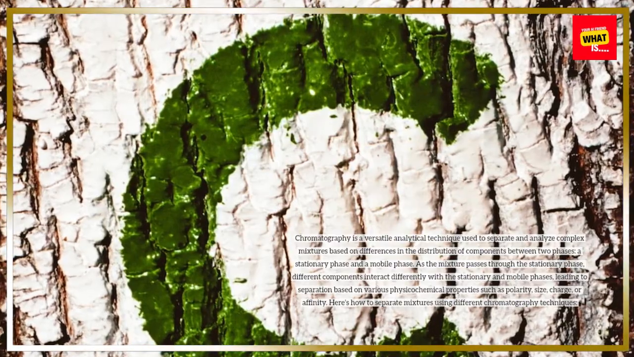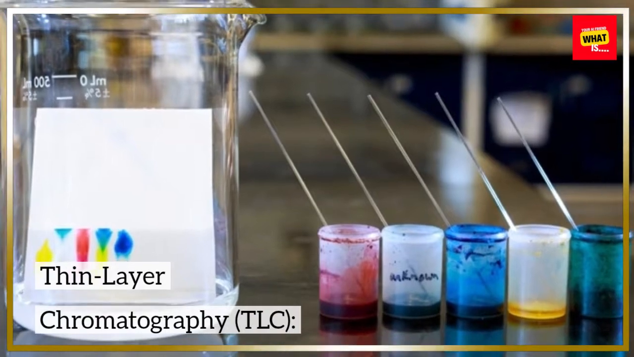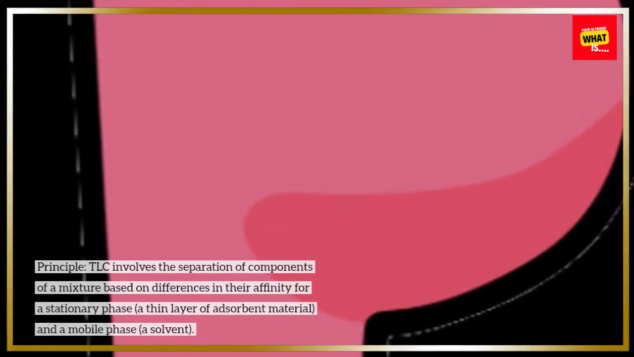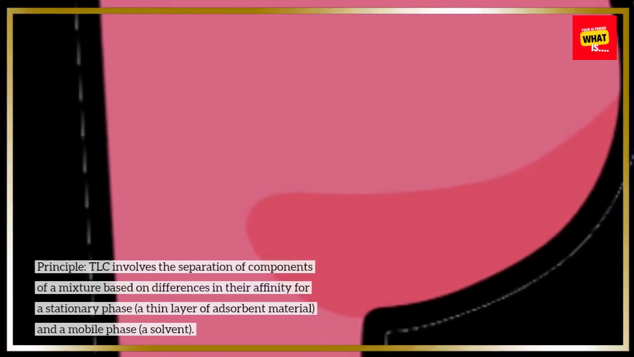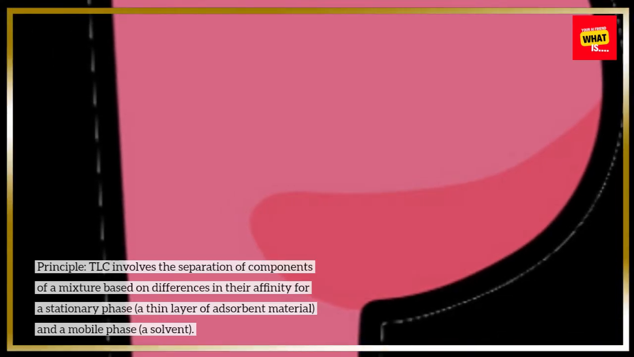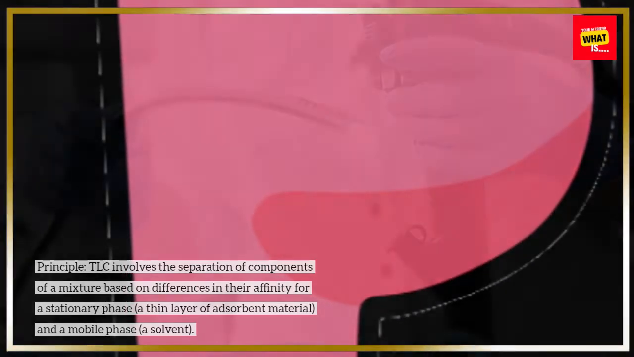Here's how to separate mixtures using different chromatography techniques. Thin layer chromatography, TLC. Principle. TLC involves the separation of components of a mixture based on differences in their affinity for a stationary phase, a thin layer of adsorbent material, and a mobile phase, a solvent.